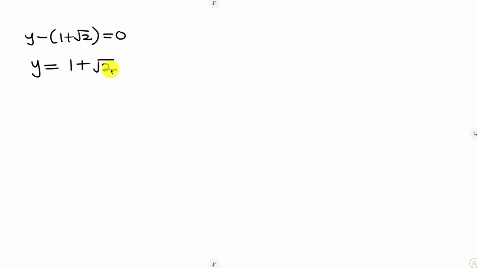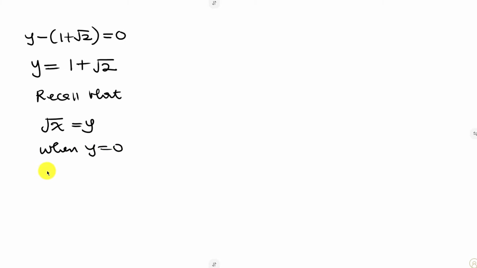Very good. Now let's recall our substitution. Recall that from our substitution, we said let the square root of x be equal to y. So we start with when y is equal to 0, which is the first value for y we got. So this becomes the square root of x equal to y. Y is 0. When I take the square of both sides, this square cancels out the square root, leaving behind x to be equal to 0 squared is still 0. So we have the value of x as 0 as a solution.